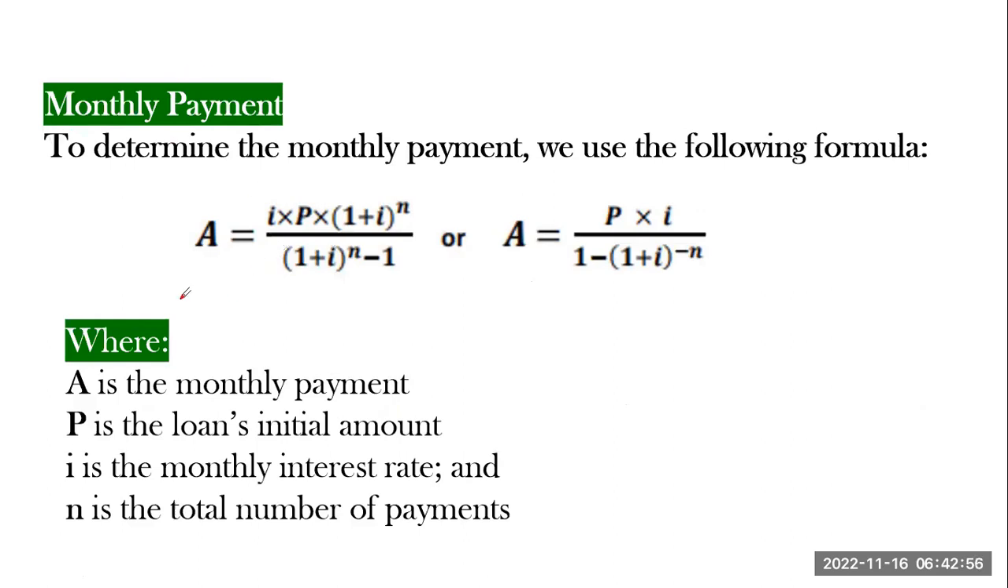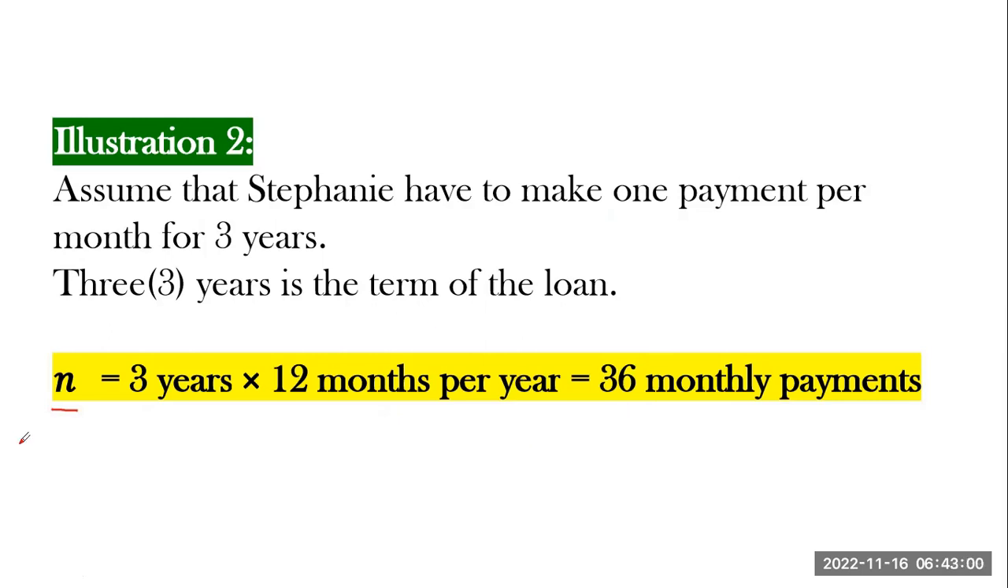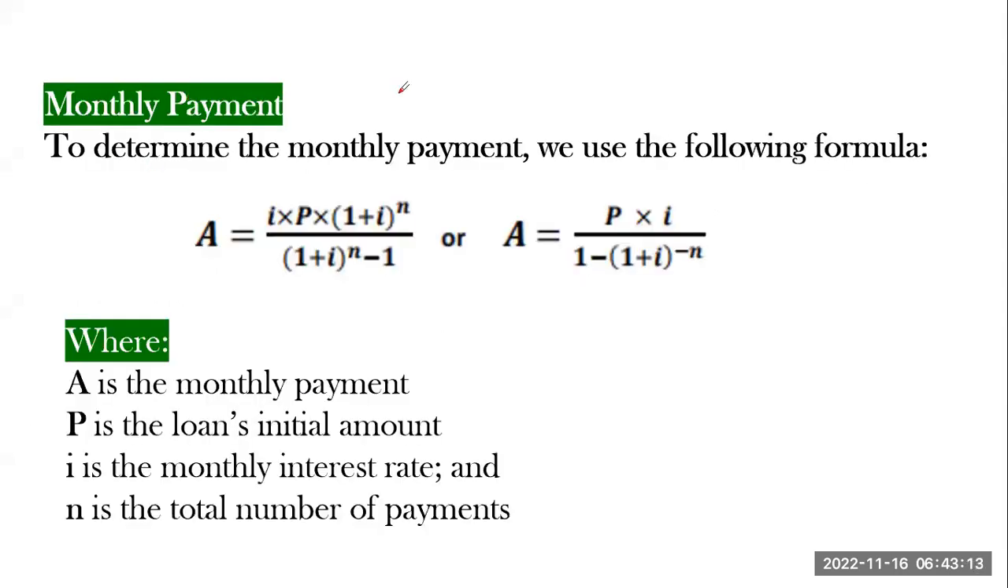Now, yung kanina, si 36, that is the term of the loan. Now, let's compute for the monthly payment. To determine the monthly payment, we use the following formula. Okay, so para malaman natin kung magkano ba yung babayaran niya every month within the 36 monthly payments, this is the formula. A is equal to I times P times the quantity of 1 plus I raised to N divided by 1 plus I raised to N minus 1. Or A is equal to P times I divided by 1 minus the quantity of 1 plus I raised to negative N. So, parang itong pangalawang formula is just the reciprocal of the formula here. Kaya si N dito is positive, tapos napunta siya sa denominator, naging negative.